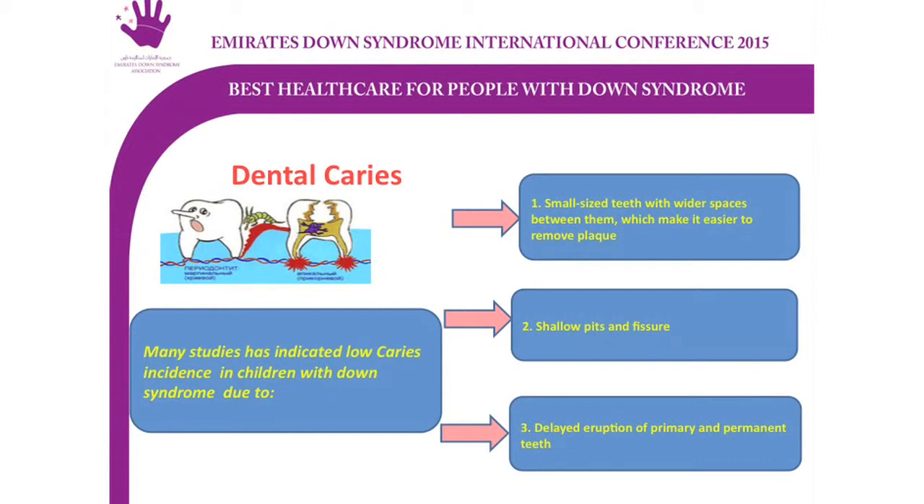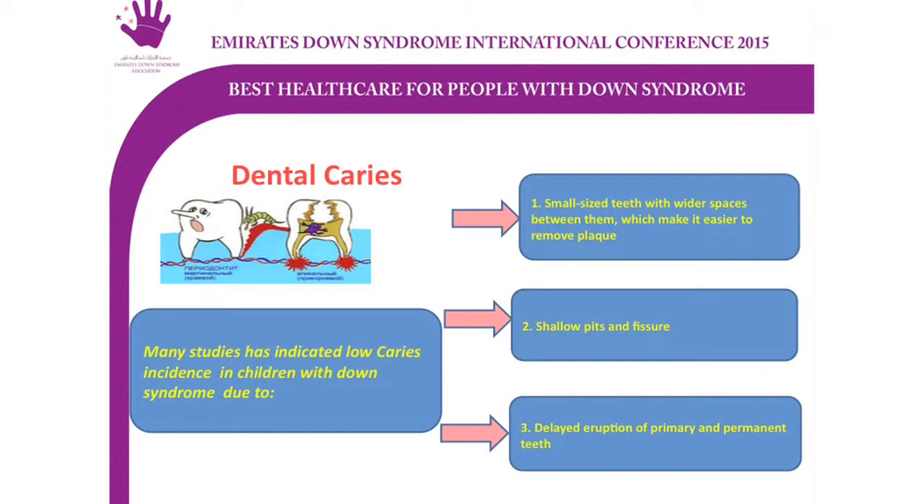Regarding Down syndrome, there are 2 different debates. The first one stated that Down syndrome are not liable to get dental caries as normal children. They have less or lower incidence in dental decay than normal children. And many studies have supported this debate. Why? There is a reason.